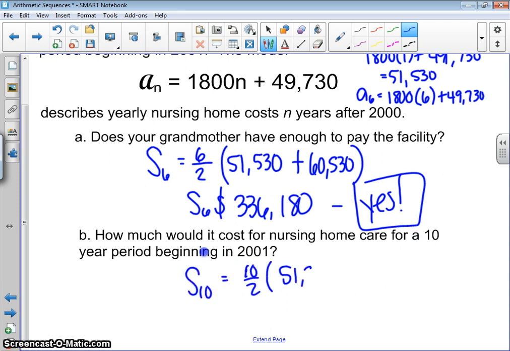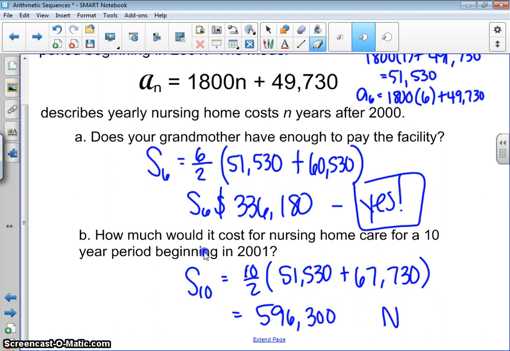So that's going to be 10 divided by 2. A1 is still 51,530. And for time's sake, I'm just going to go ahead and tell you that it would be 67,730 for the A10. And so that's going to be $596,300. So she would not have enough, but this is how much it would cost her.